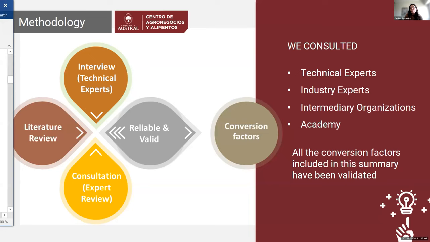And then this slide shows our method to obtain single representative and reliable corn conversion factors. As you can see, the methodology included collecting information from different sources and validating the results through triangulation. This involved comparing data discovered from the review of literature and interviews with technical experts and expert consultation and review. This is the way we identify typical and most representative processes and products for each industry, which are mostly standardized in the main producing countries. Each stage of the production process was analyzed, and then single representative conversion factors for wet milling, dry milling, and ethanol production were estimated. All the conversion factors included in the summary have been validated.